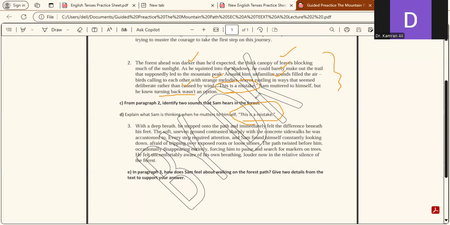He says this is a mistake. Now, what is he thinking? If it's a mistake, he must be regretting. What is he regretting? He is regretting his decision.